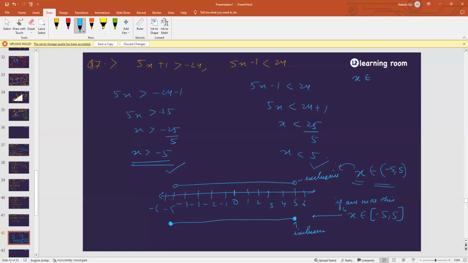If my answer is x belongs to curve bracket A and square bracket B, so the answer will be, let us say that A is here, B is here. Curve bracket means circle, square bracket means solid. It will be like this. Understood?